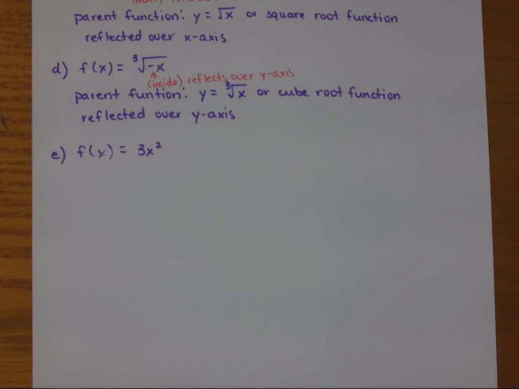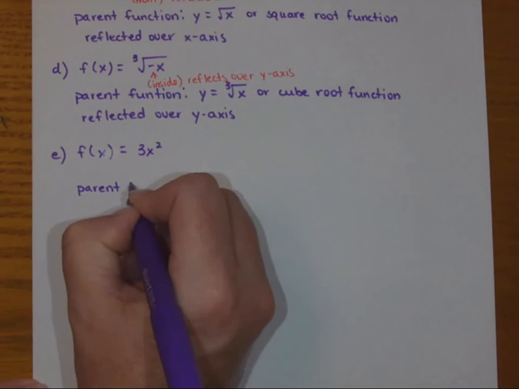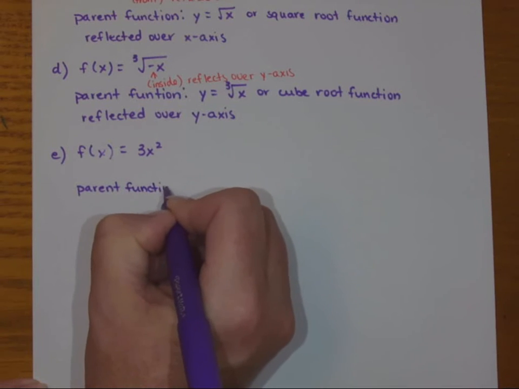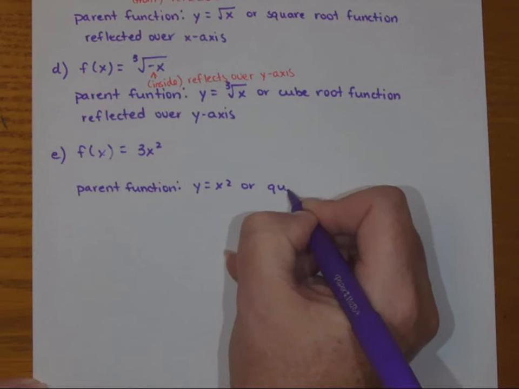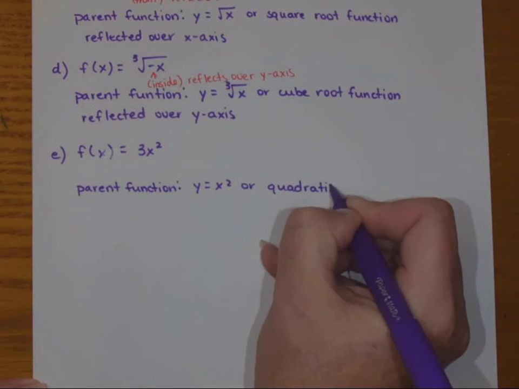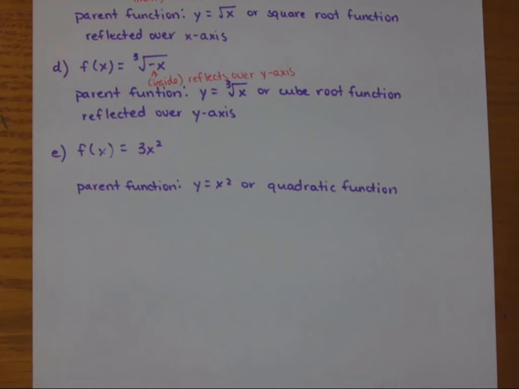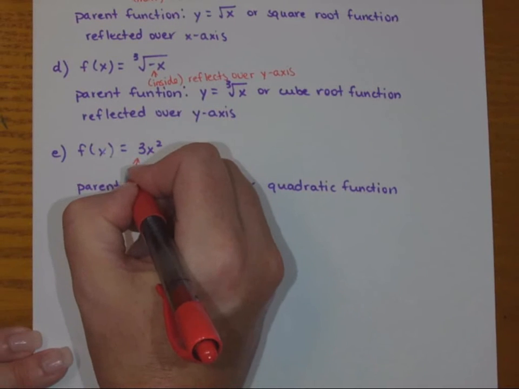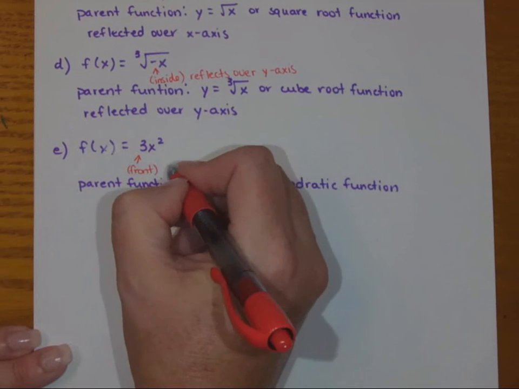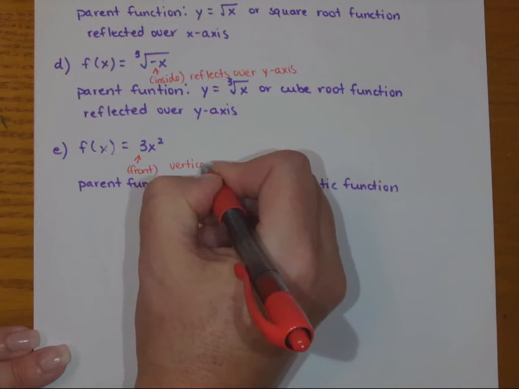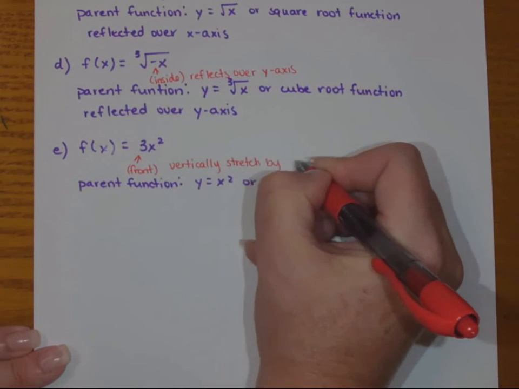Okay, so I have 3 x squared, so the parent function is going to be y equals x squared. Remember, these are called quadratic functions. Anything squared is called quadratic. Okay, notice we have a 3 in the front. So when you have a constant being multiplied in the front, it changes the height. So this is how you officially say this. We vertically stretch it by a factor of 3.